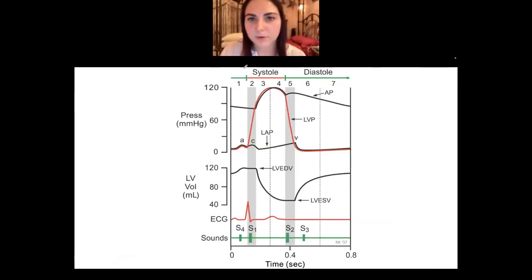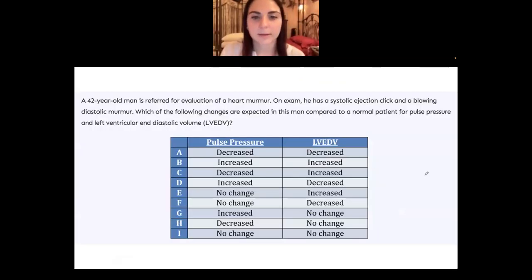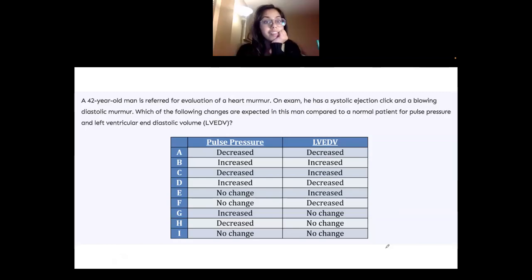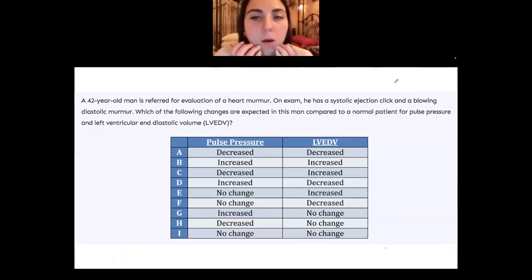Beautiful. Here's a graph of aortic stenosis. Here's this one again, because I just like seeing the systole and diastole. So systole, I see a click. So would that mean MVP? Not always, because MVP is a systolic murmur, right? This is saying there's a systolic ejection click and then a blowing diastolic murmur.